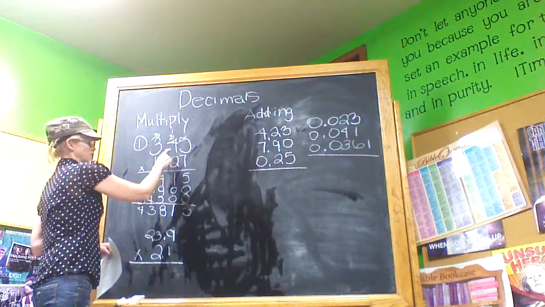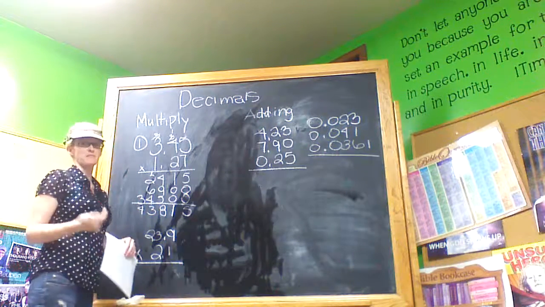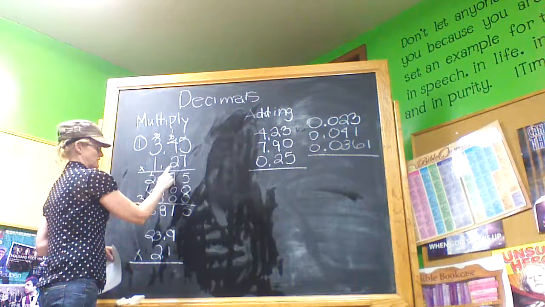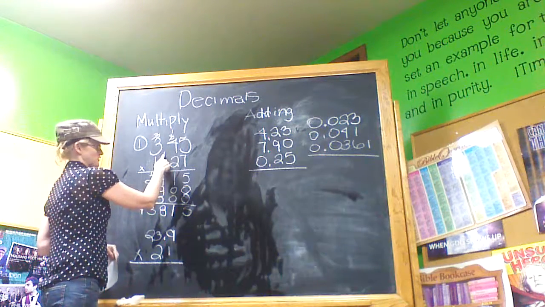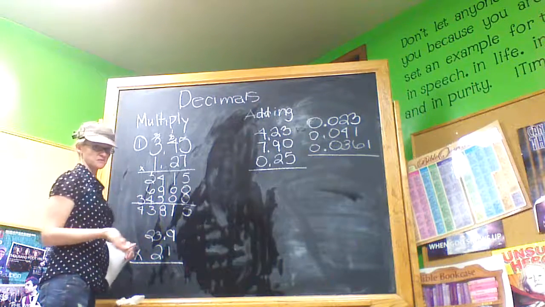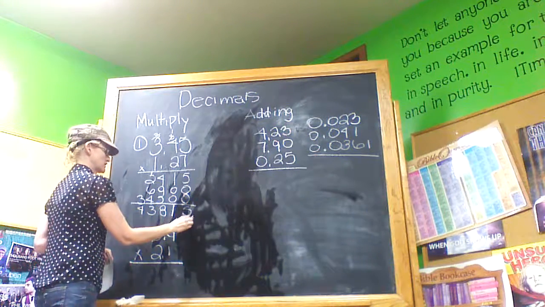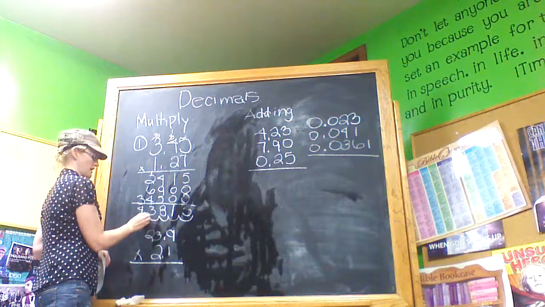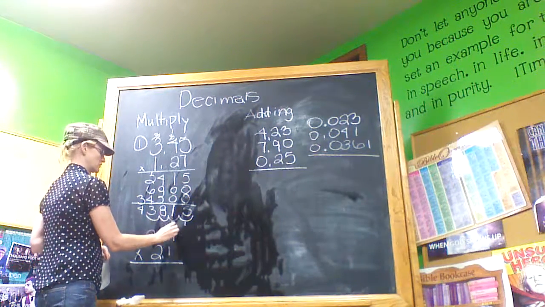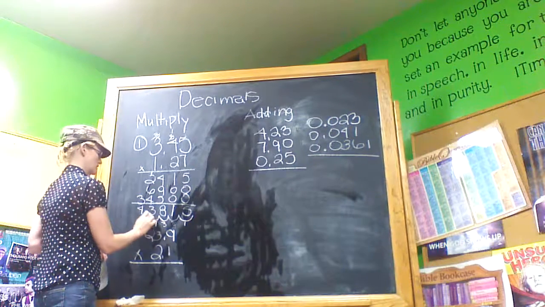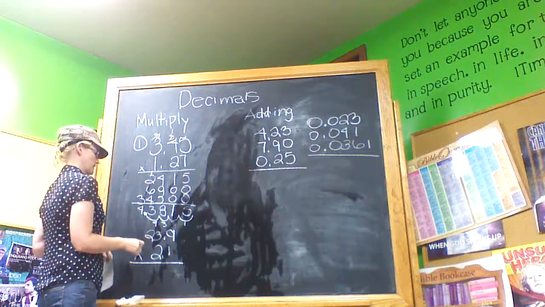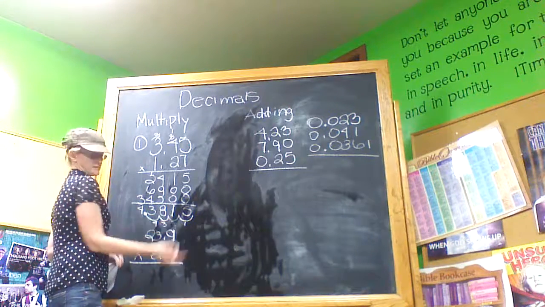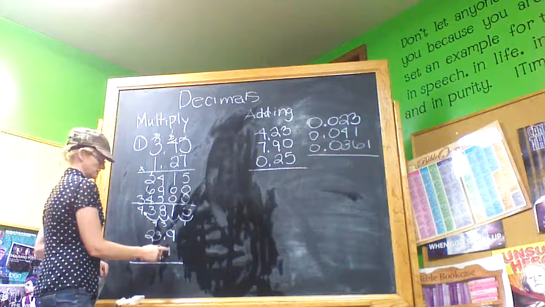When you get to this point, you count how many numbers you have past the decimal point. Right now I have 1, 2, because the decimal point's right here. So I have 2 in this number, and I have 2 in this number. And you add those numbers together. And then you scoot the decimal from the end over however many decimals that you have. And I have 1, 2, 3, 4. So that means my decimal point goes right here. So the answer is 4.3815.